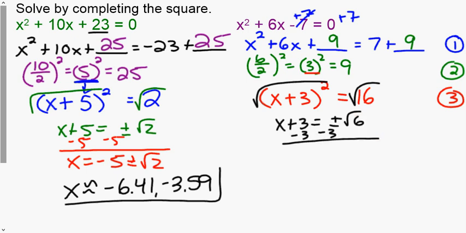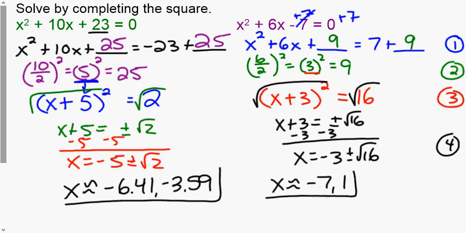Subtract the 3 so that x is by itself, and you get x equals negative 3 plus or minus the square root of 16. And then again, we are going to calculate this, and we get that x equals negative 7 and positive 1. Again, when we have a perfect square, in this case 16, we will actually get integer solutions. If we don't have a perfect square, we will get irrational solutions like we did on the left problem.